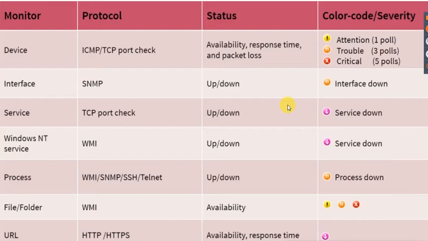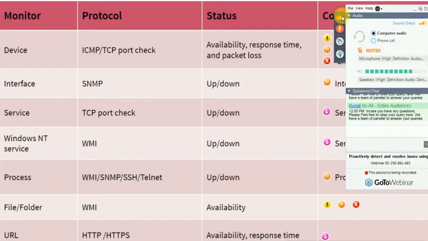And by default, we monitor this through ICMP. And as you see, the attention alarm will occur when a device misses 1 poll, a trouble alarm will be raised for the devices that miss 3 polls, and a critical alarm will be triggered when the device misses 5 polls. So it can also monitor the devices through TCP port check. If you have any critical devices that you need to monitor through a TCP port check, you have an option to configure that. I'll show you the product in a while.